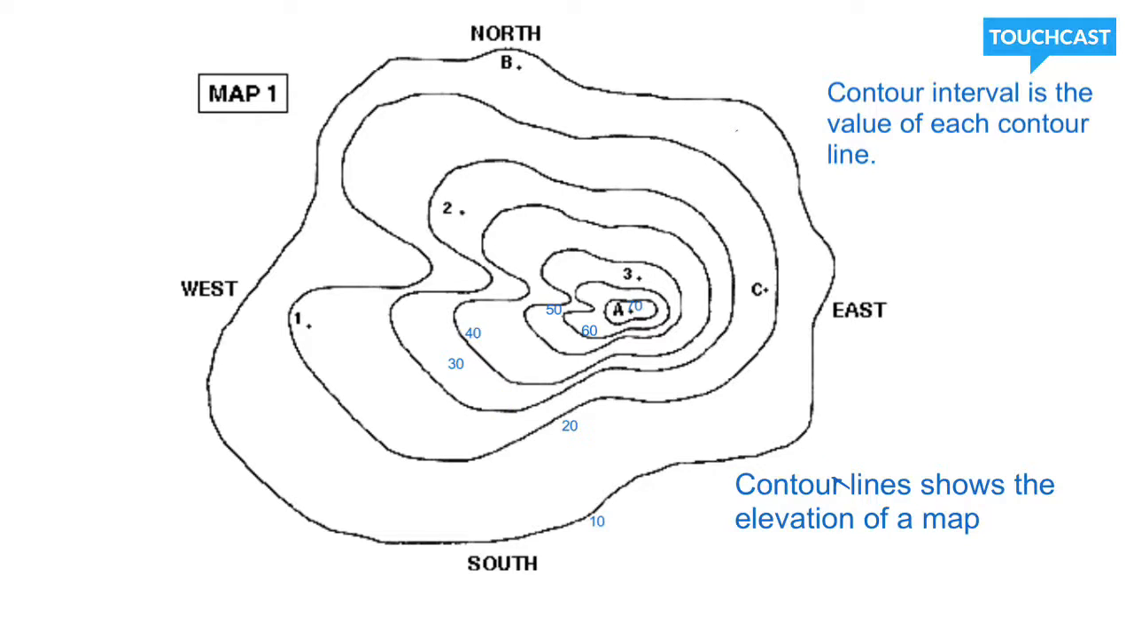Now the contour interval is basically the value of each contour line. So if you look here, this one's really easy to tell. Basically each line is going up by 10. So the contour interval is just going to be 10.